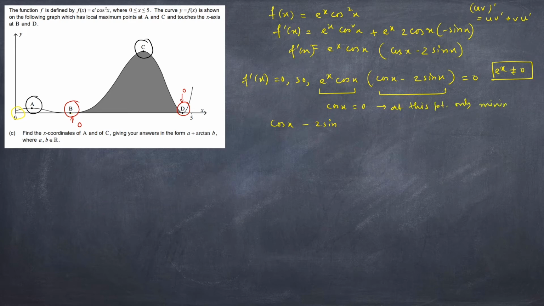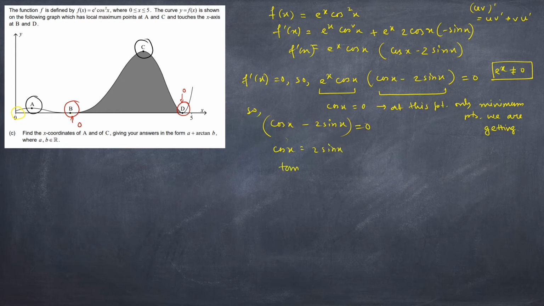Only minimum points we are getting. So cos x minus 2 sin x is equal to 0, because we are left with only this other option, cos x minus 2 sin x. So cos x minus 2 sin x equals 0. So from here we can write cos x equals 2 sin x.